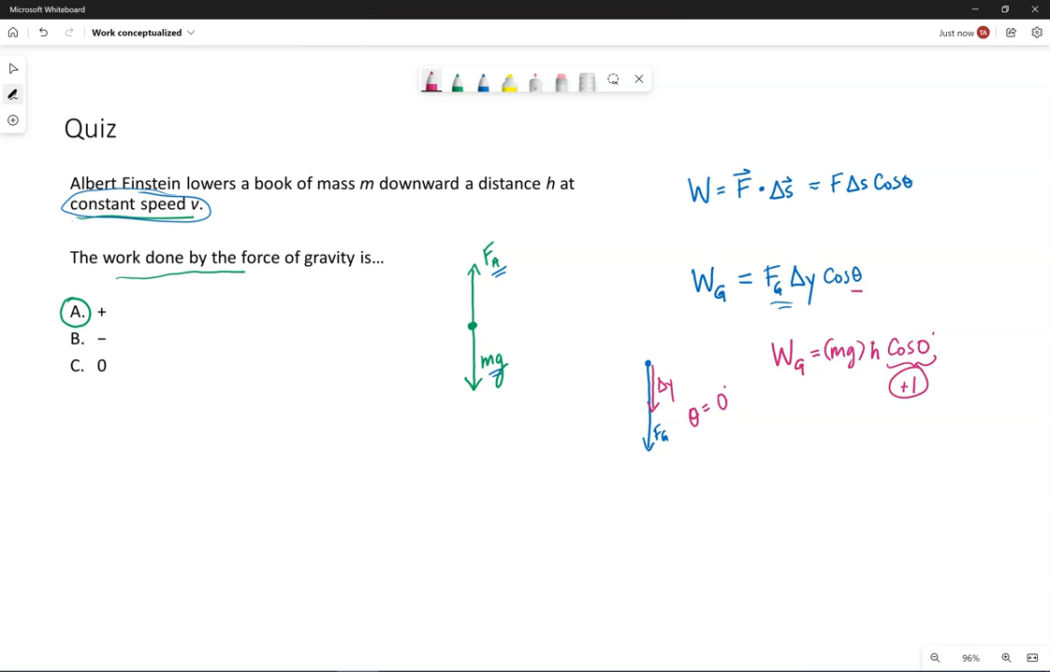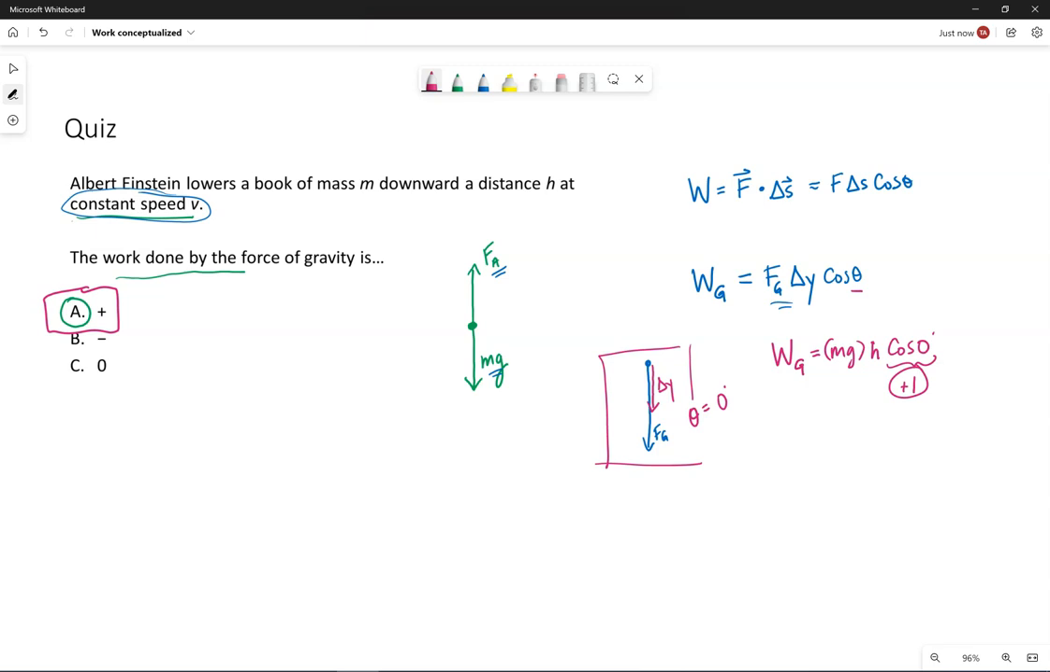It's this cosine theta term that determines the sign. This is why the work done by the force of gravity is positive. The force of gravity and the displacement are in the same direction. Anytime we have a force and the displacement in the exact same direction, the work is going to be positive. Because, well, we know the force of gravity is trying to speed that book up.